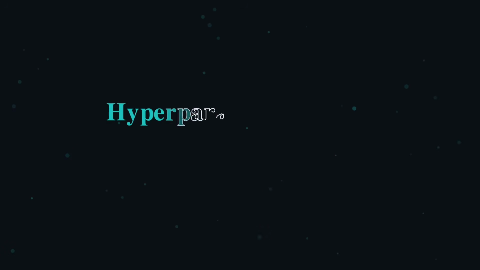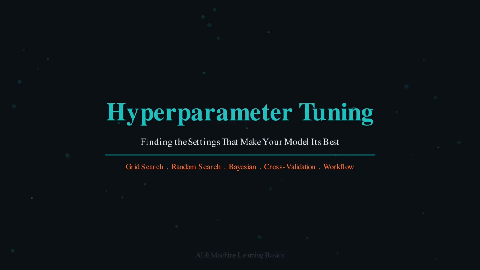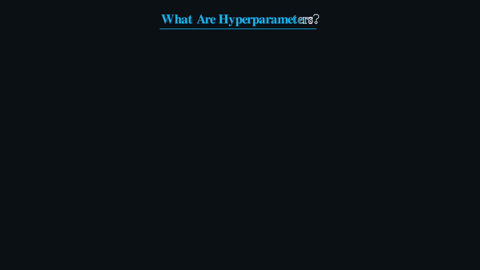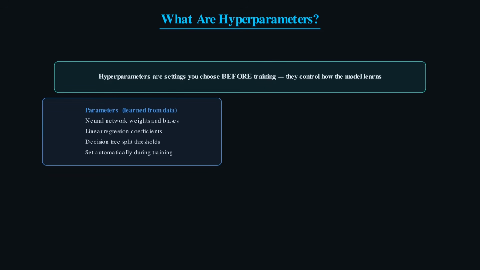Every machine learning model comes with a set of dials you have to set before training even begins. Get them right and your model performs at its best. Get them wrong, and the exact same algorithm can go from state-of-the-art to nearly useless. Today we're going to visualize and understand hyperparameter tuning.